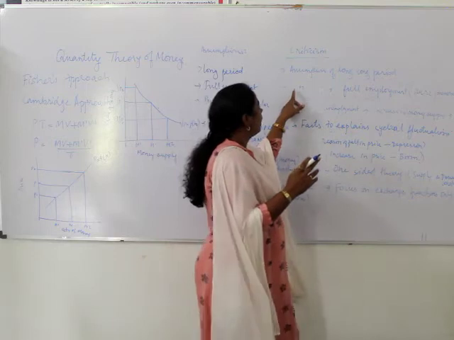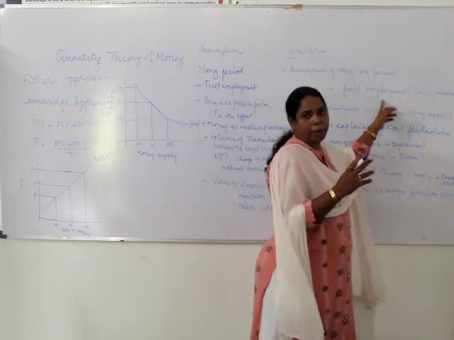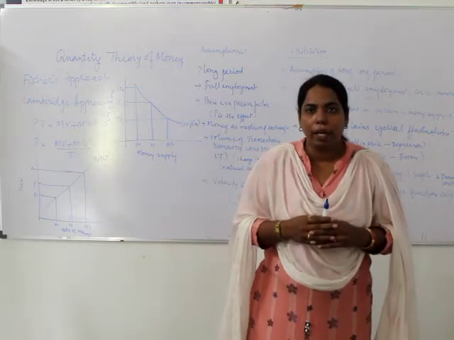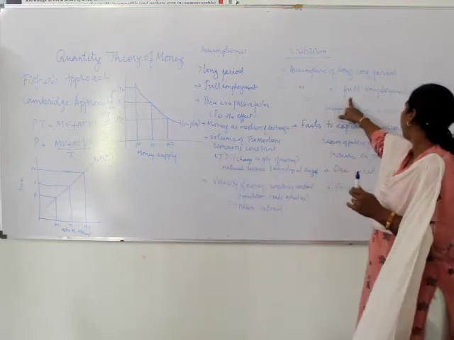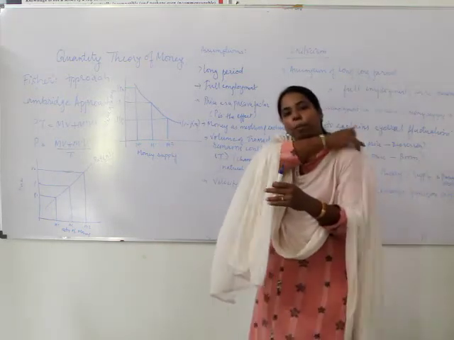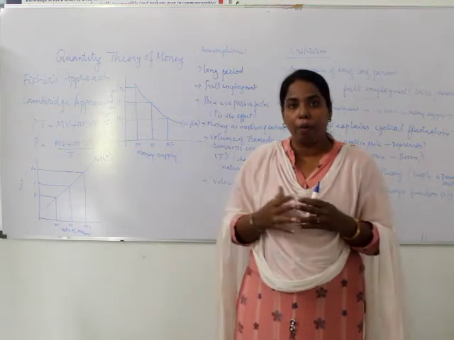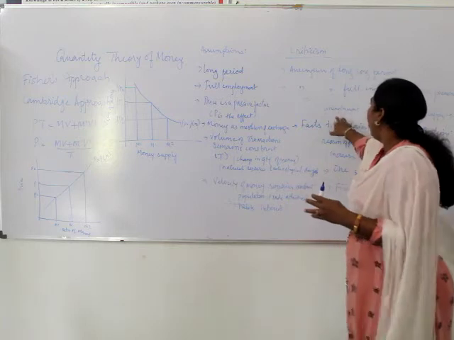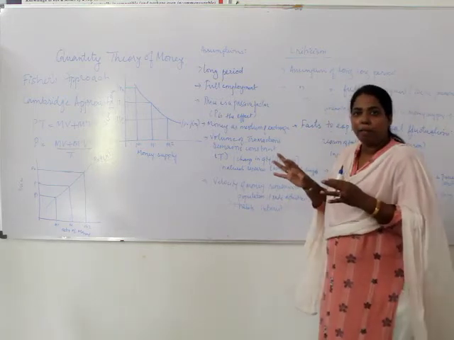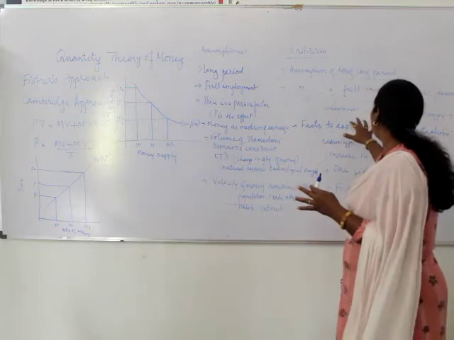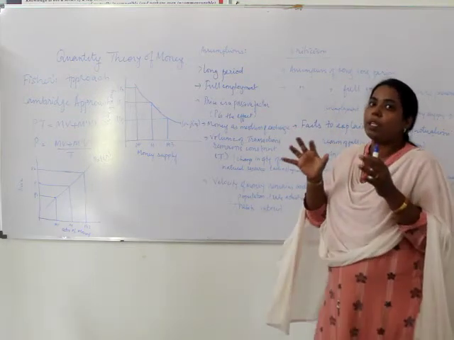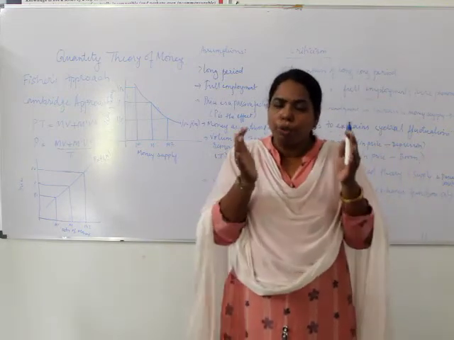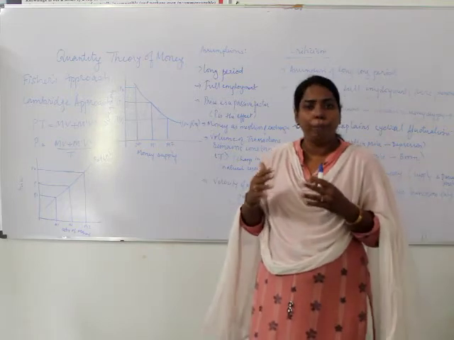The second criticism is the assumption of full employment. Again, Keynes criticized this theory on the assumption of full employment. He said that the full employment condition is basically a rare phenomenon, which is not found totally. If unemployment prevails in the economy, then an increase in the money supply will lead to an increase in the output. So the full employment conditions do not prevail.